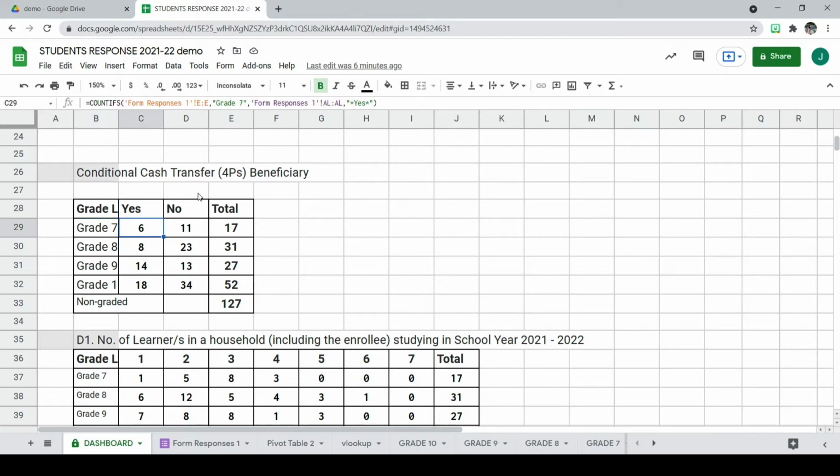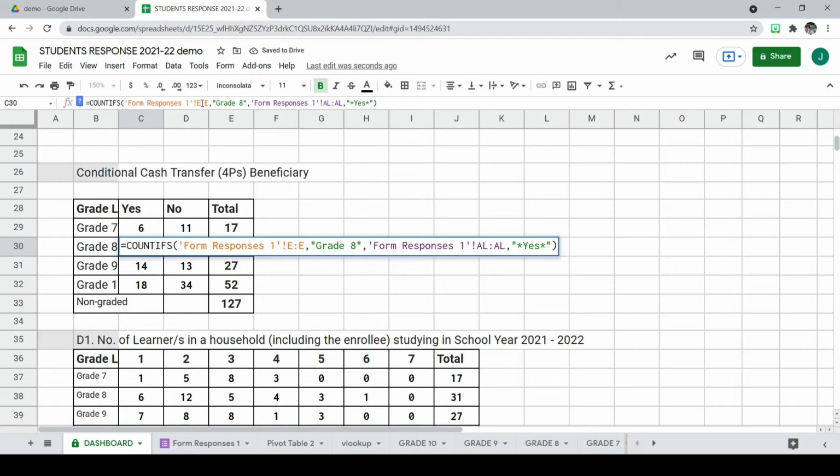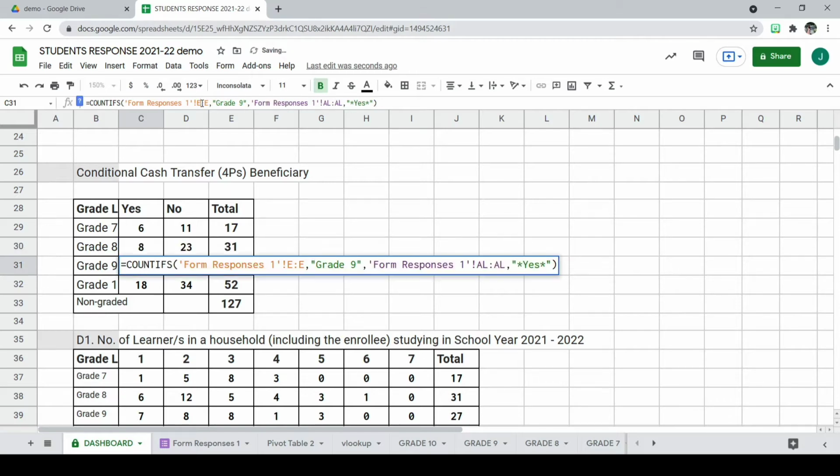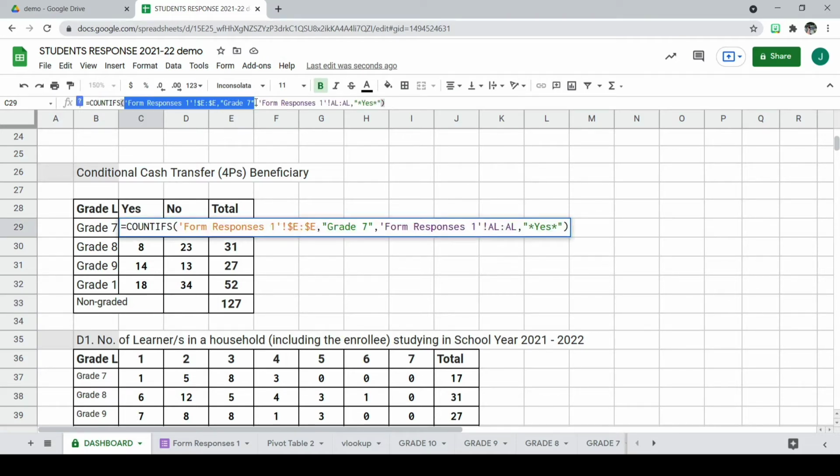So mao ra gyapon we will be using the COUNTIFS. So kani siya permanente gid siyang gamiton. Pwede sa nimo butangan siya og $ sign. I just press F4. O di ba? So pwede ra sag butangan if ganahan mo. F4, so parehas man siya. So gi-add nimo aside sa grade 7, you just add more upon form responses.